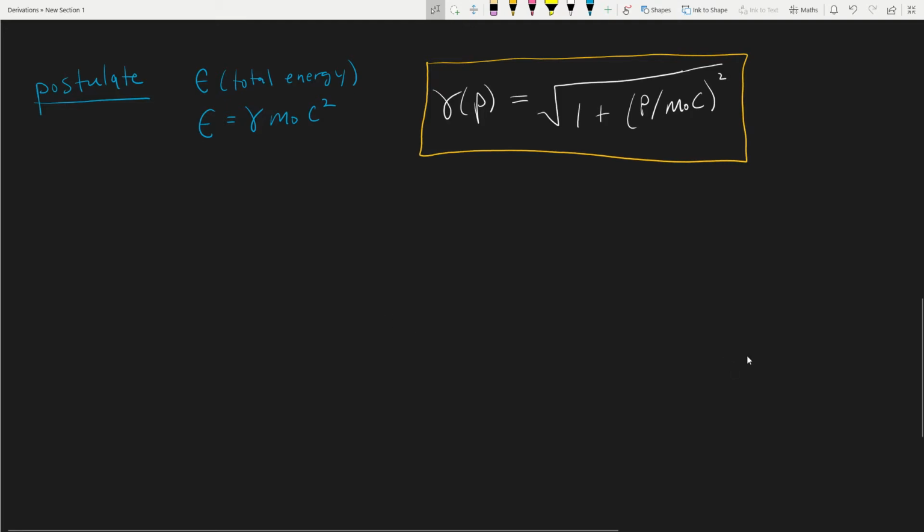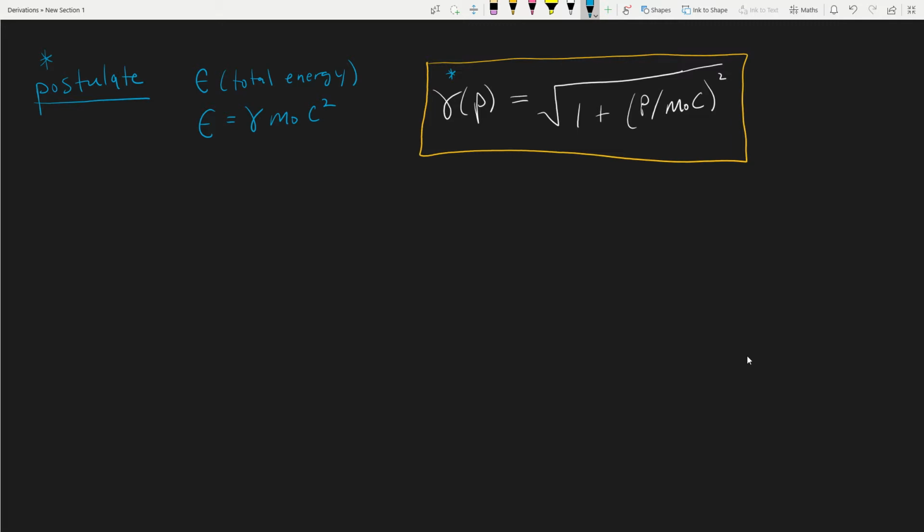Welcome back to the second video in my series on the energy-momentum relation. In the first video, we discussed this postulate that the total energy of the system is equal to gamma times m naught times c squared. We also showed that gamma, the length contraction factor for relativistic objects, can be expressed as a function of momentum. We're going to expand on this postulate a little bit today.